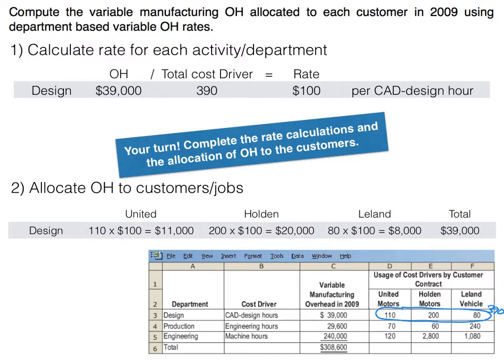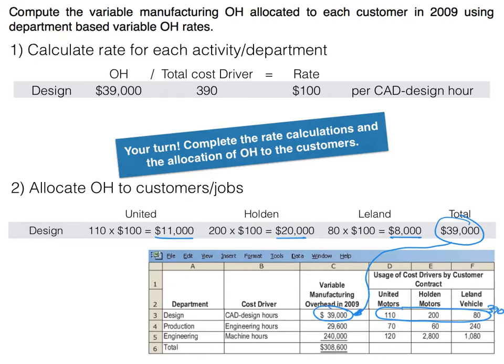So our rate again is $100 per CAD design hour. We see that United used 110, so we're going to multiply that times our $100 rate. So United is going to get allocated $11,000 of that $39,000 overhead for design. Holden used 200 CAD design hours times our $100 rate, so that's $20,000. Leland used 80 CAD design hours times our $100 rate, gives us $8,000 that will be allocated to Leland. And again, when you add up the three total amounts that get allocated to each customer, you should get that $39,000 that we're trying to allocate.